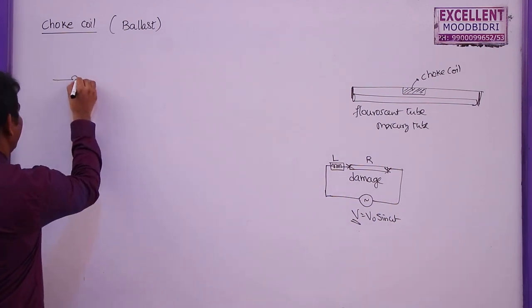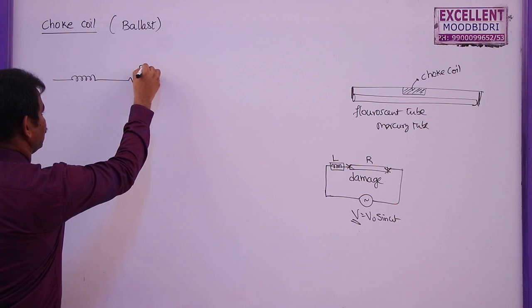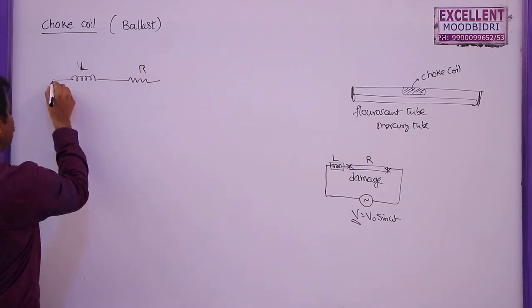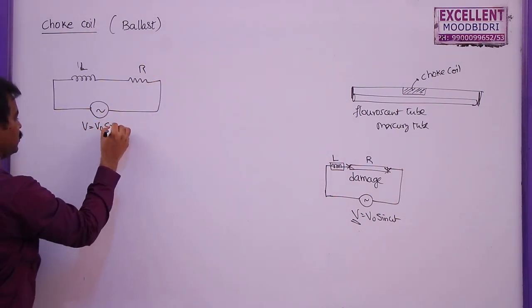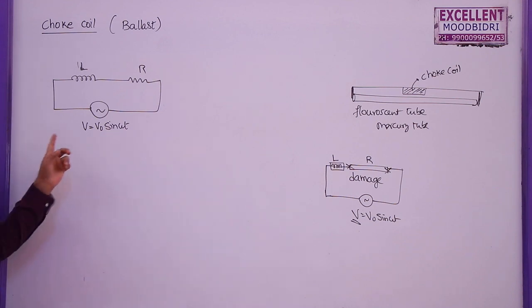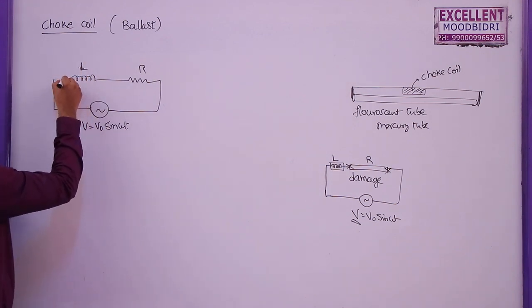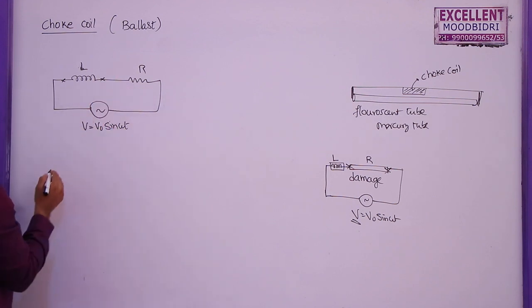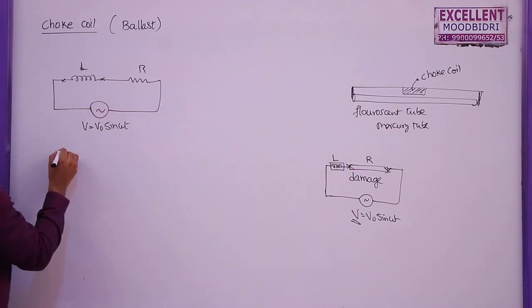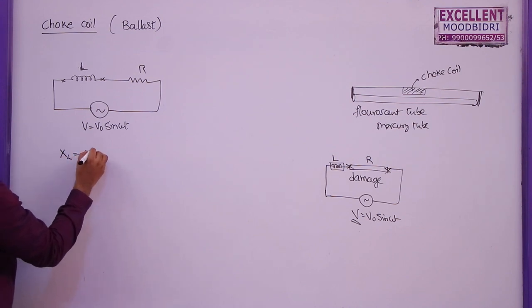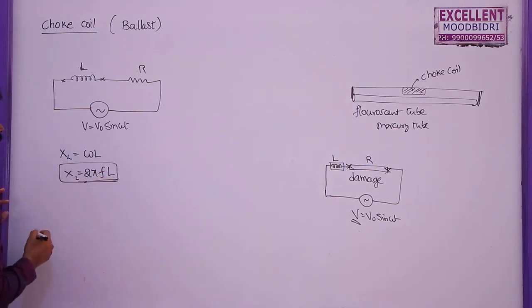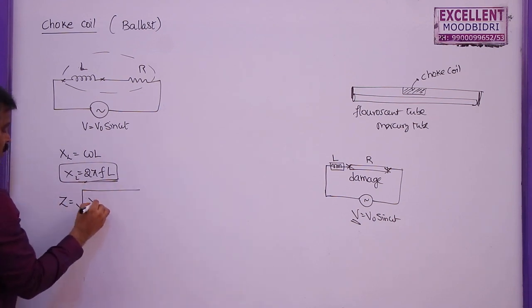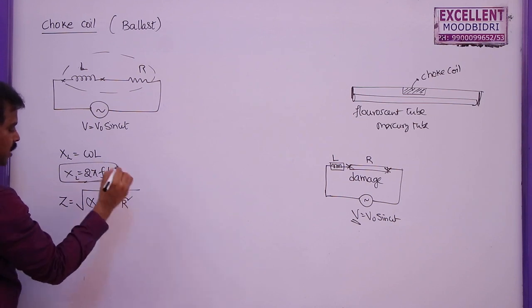So when this choke coil is connected in series to the resistor, the self-inductance of this choke coil is L. It is connected to the AC source of potential V equal to V naught sine omega t. As these two are connected in series, the same current will flow through the circuit. So XL is equal to omega L, which is equal to 2 pi fL. Similarly, the total impedance of this circuit is root over XL square plus R square.